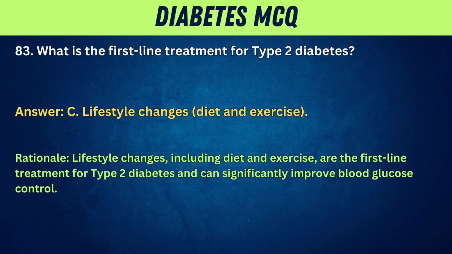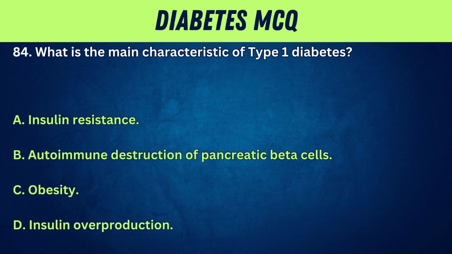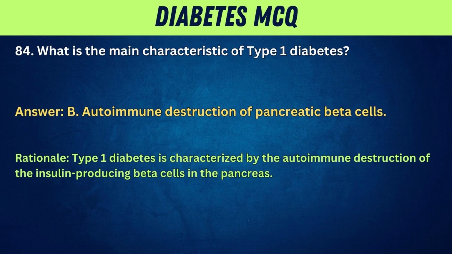glucose control. 84. What is the main characteristic of type 1 diabetes? A. Insulin resistance. B. Autoimmune destruction of pancreatic beta cells. C. Obesity. D. Insulin overproduction. Answer: B. Autoimmune destruction of pancreatic beta cells. Rationale: type 1 diabetes is characterized by the autoimmune destruction of the insulin-producing beta cells in the pancreas.